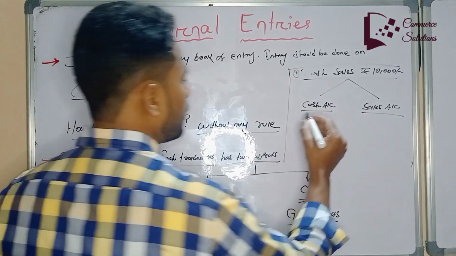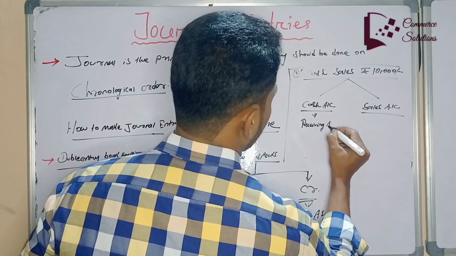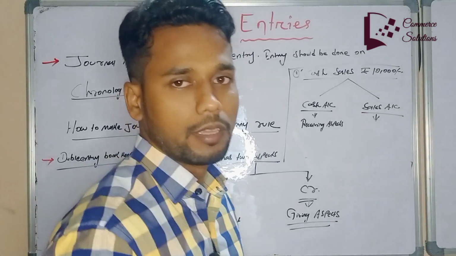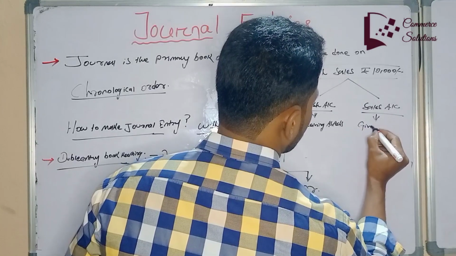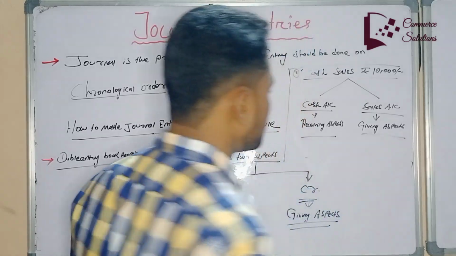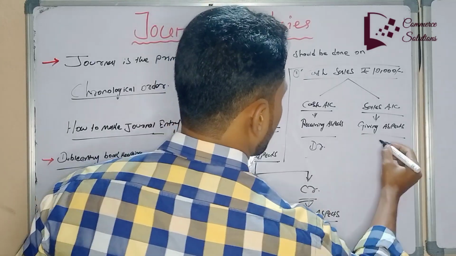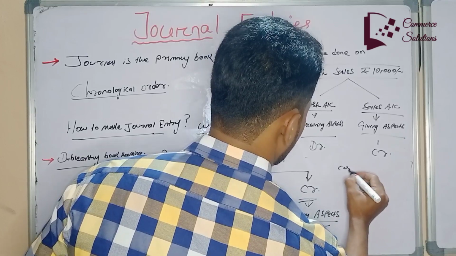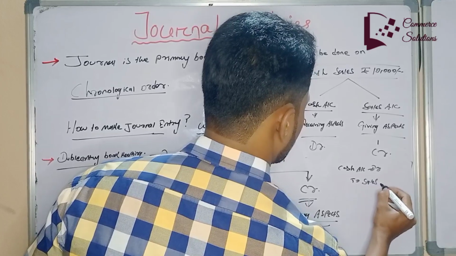Here cash is the receiving aspect, and for sales, we are selling something, meaning we are giving something to our consumers. Here it is the giving aspect. So what is debit? Debit means receiving aspect. So cash account should be debit and sales account should be credit. The entry will be cash account debited to sales account.